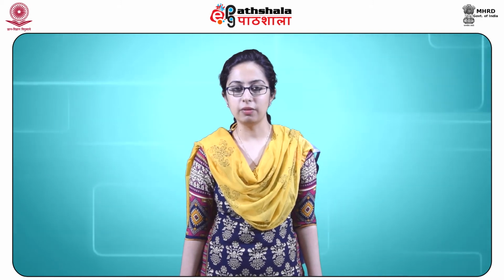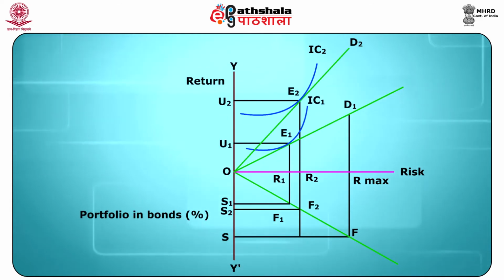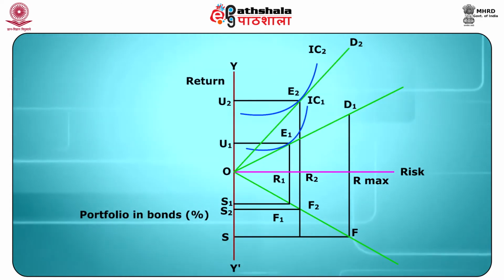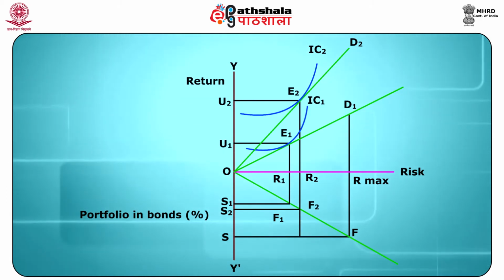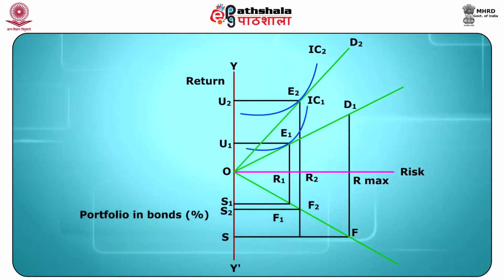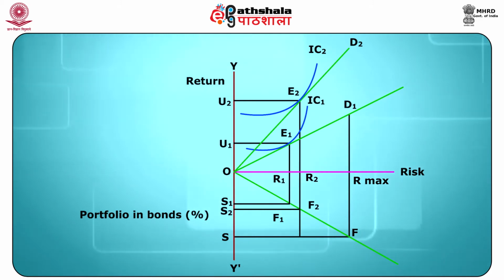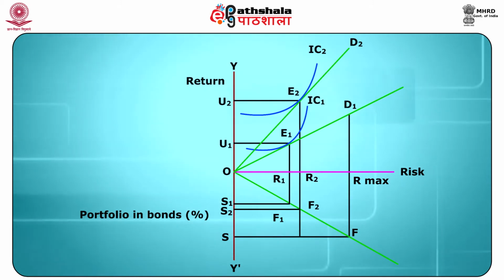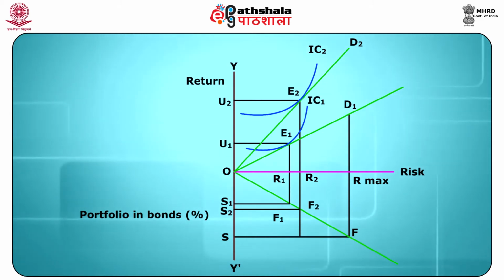The relationship between risk, return and the process of selection of an optimal portfolio by the investor can be explained through a figure in which the x-axis represents risk, on the OY axis return is shown, and on the OY' axis the portfolio in bonds in percentage is shown. The investor is a diversifier who considers risk and return as imperfect substitutes. He is willing to take greater risk if compensated by additional return. That is why the shape of the indifference curve is as shown in the figure.